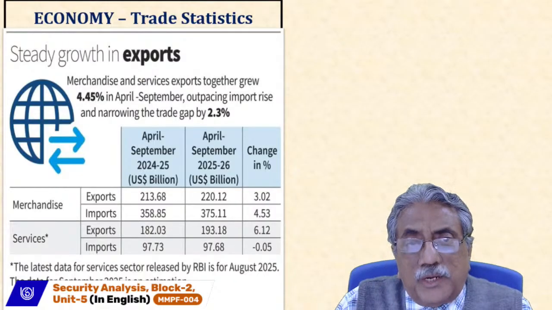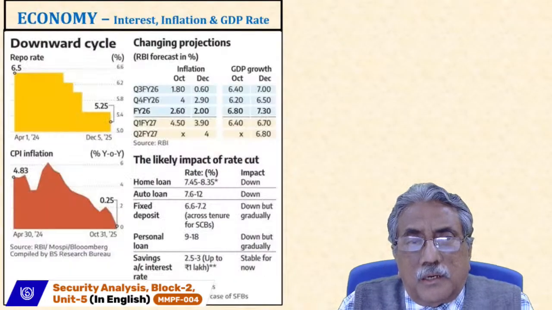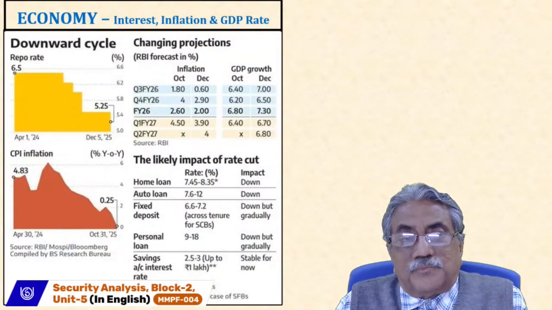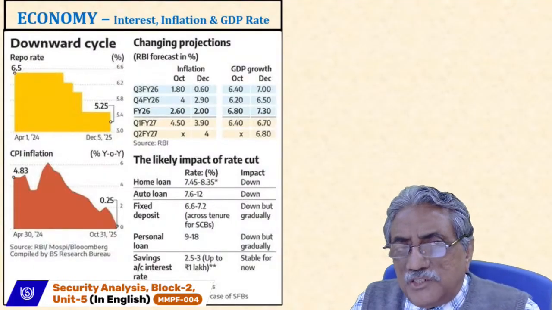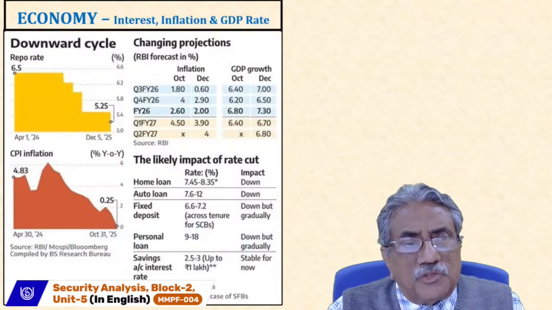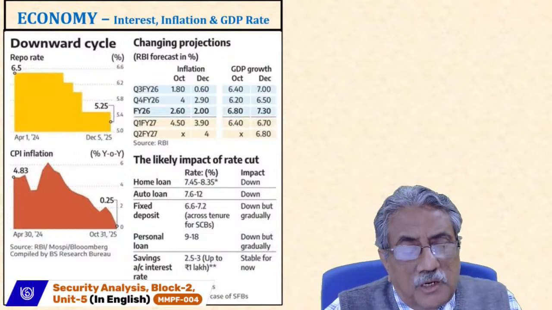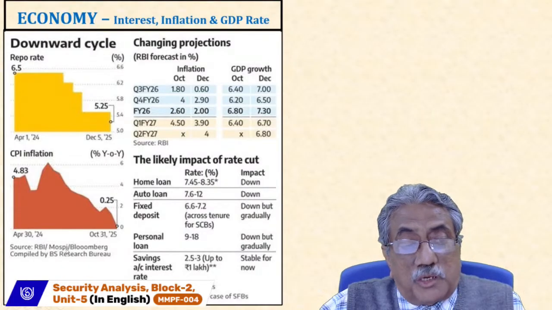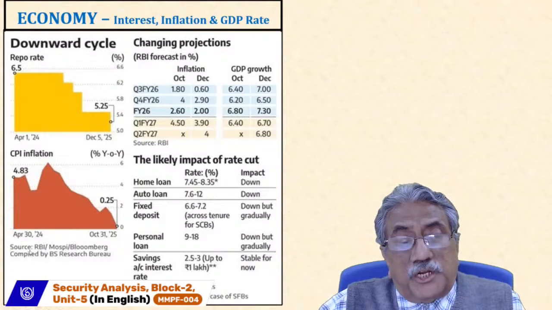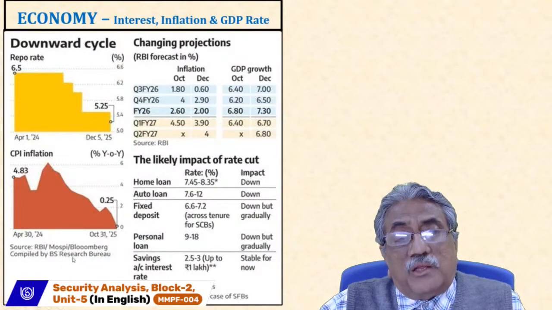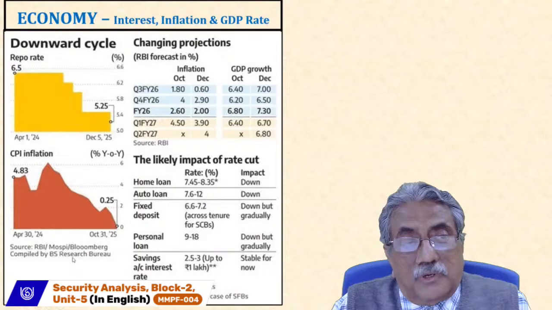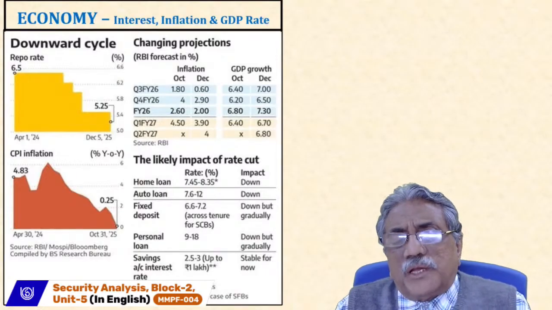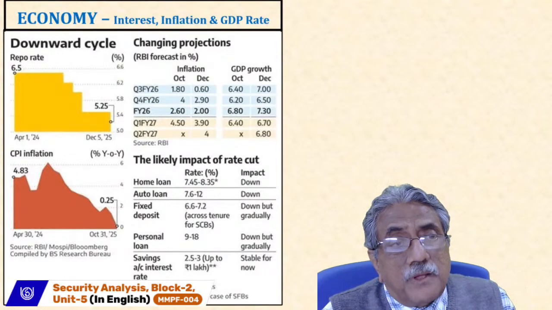Now let me come to the all-packed economy: interest, inflation, GDP. This is data taken from, as I mentioned here, the source RBI, MOSPI. You can note it down: RBI, MOSPI, Bloomberg, compiled by Business Standard Research Bureau. These are the places from where you will get the data, which will be useful if you want to make a career in security analysis.